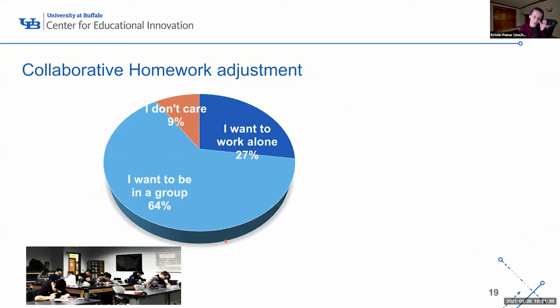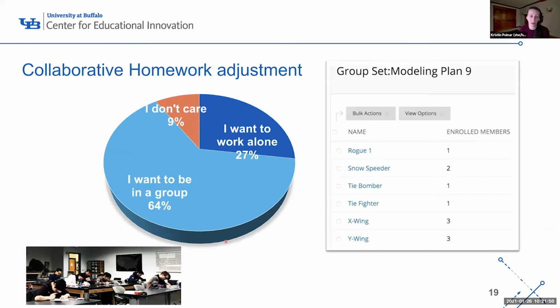But thankfully, this was easy to adjust. I just gave them a survey. They responded with whether they liked group work and wanted to continue it or do the homeworks by themselves. And I just put the students who wanted to work alone in a group of 1. And that was easy to do on Blackboard.